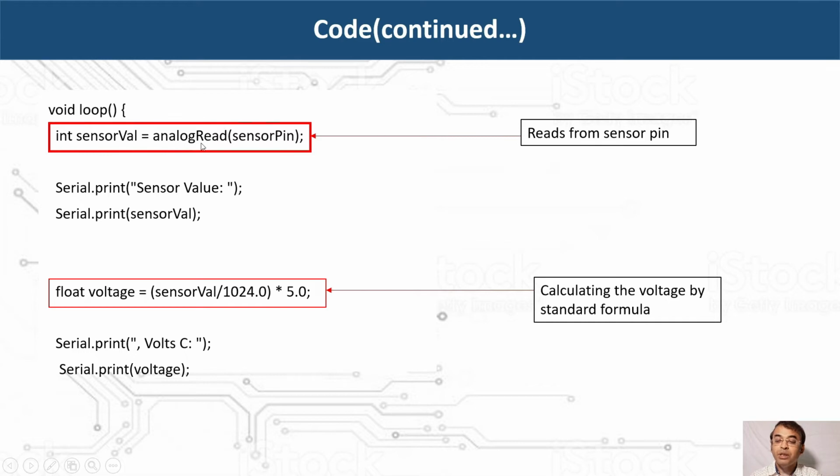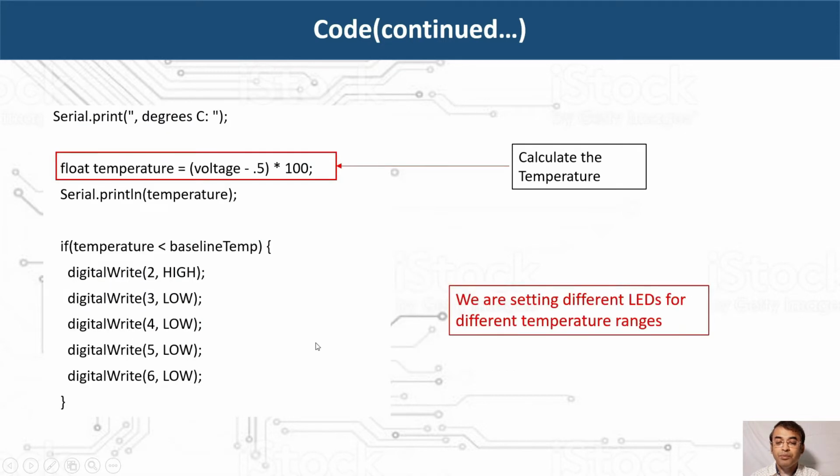This is the loop function. This is the analogRead function. It brings the value from the sensor, that is the temperature value, and stores it in the sensorVal variable. You can print the value also if you want. Now I have converted the sensor value into voltage by using a standard formula. You can also print the value of the voltage. Now the voltage is converted into temperature. You can print the temperature also.